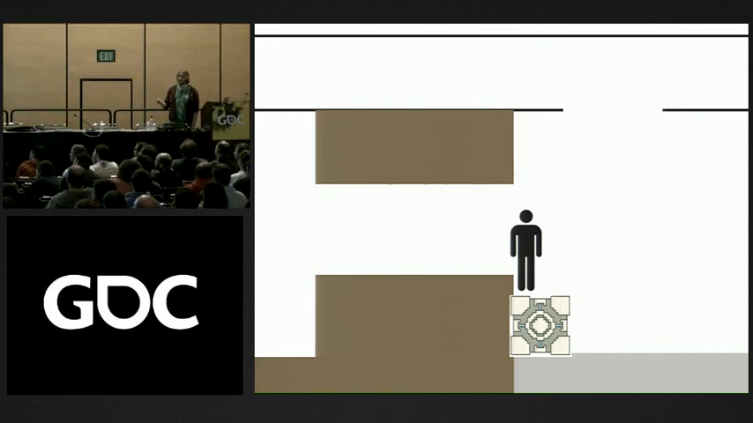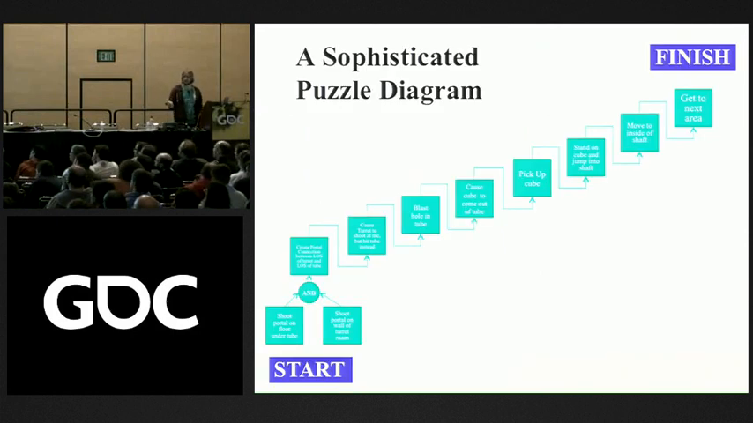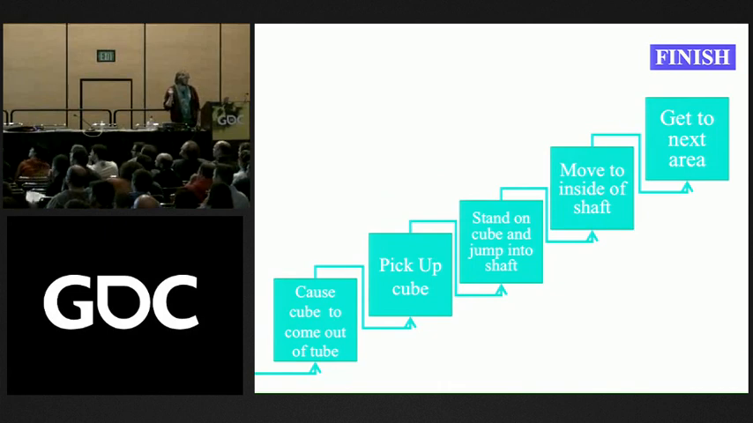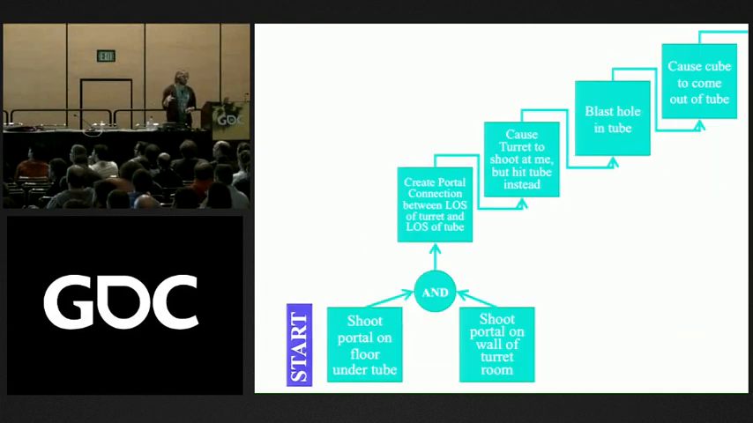So this is a complicated puzzle in Portal. This is what the puzzle diagram looks like, or one possible puzzle diagram looks like. To zoom in, you've got to get to the next area. That's your goal. To do that, you have to get to the inside of that shaft, and to get into the inside of the shaft, you have to jump and stand on a cube. But first, you have to get a cube, and the way you get it is you have to get it out of that tube. So down on the bottom side of the diagram, to get the cube to come out of the tube, you have to blast a hole in it.